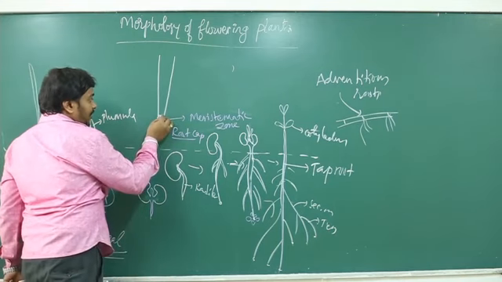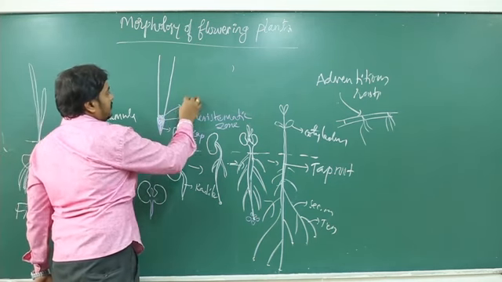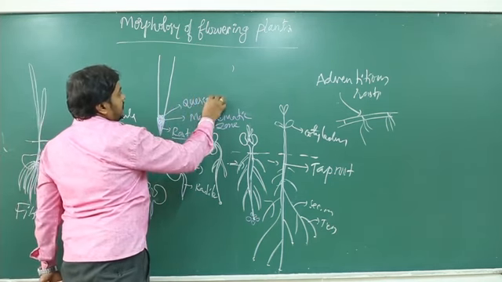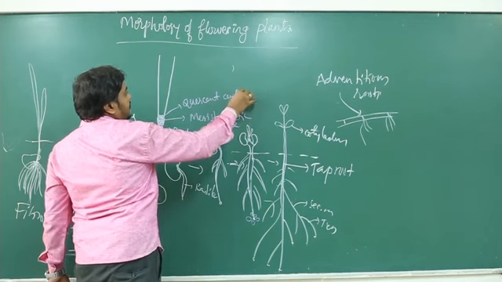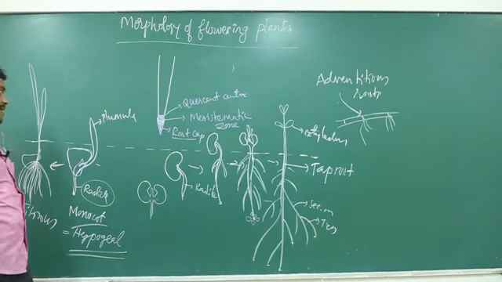But one more point: here a few cells are present, called the quiescent center. The quiescent center cells are meristematic cells, but even though they are meristematic, they are not involved in division; they are taking rest.